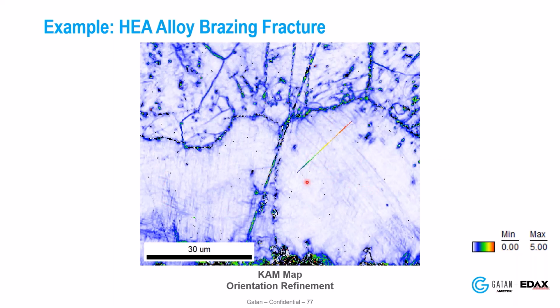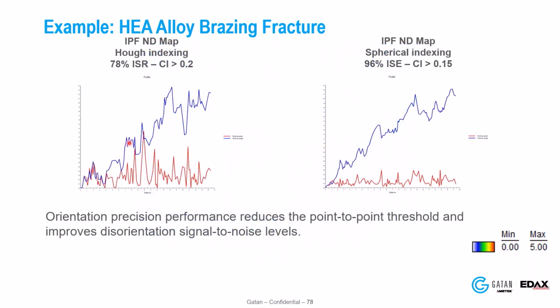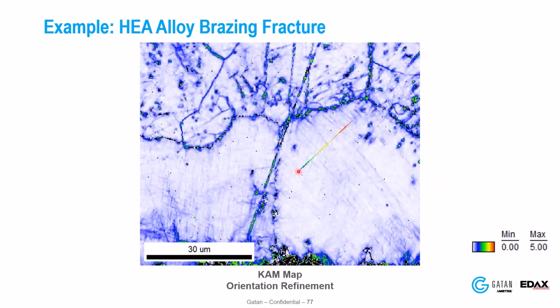Then I can look here across this grain, looking at the misorientation. What these 2 charts are showing, the red lines are the point-to-point misorientation. So as we go across this line, it's just looking at what's the misorientation point-to-point. The blue line is the point where we are along the line relative to the origin.